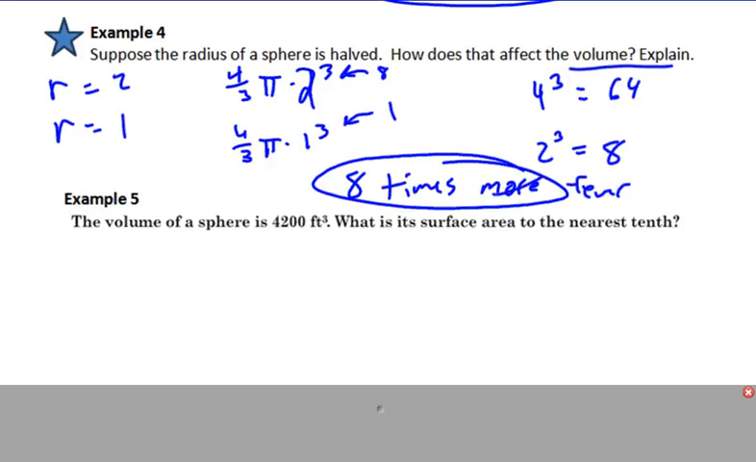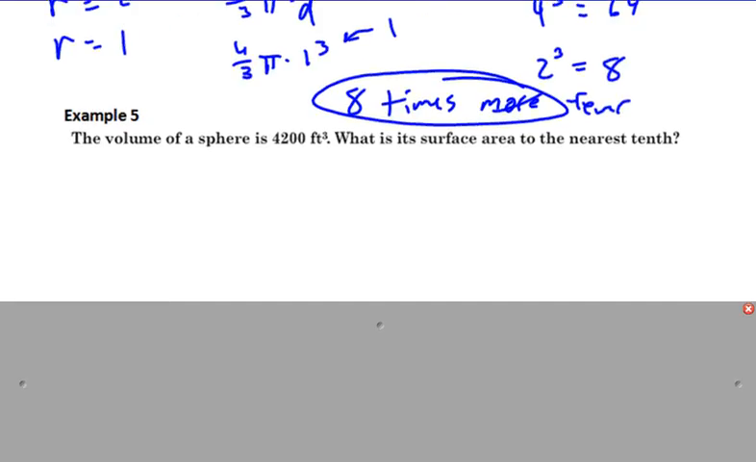Alright. I'd like you to do this one on your own. It says the volume of a sphere is 4,200 feet cubed. What is the surface area to the nearest tenth? So go ahead and figure that one out. You're going to have to find the radius. Hint, hint.